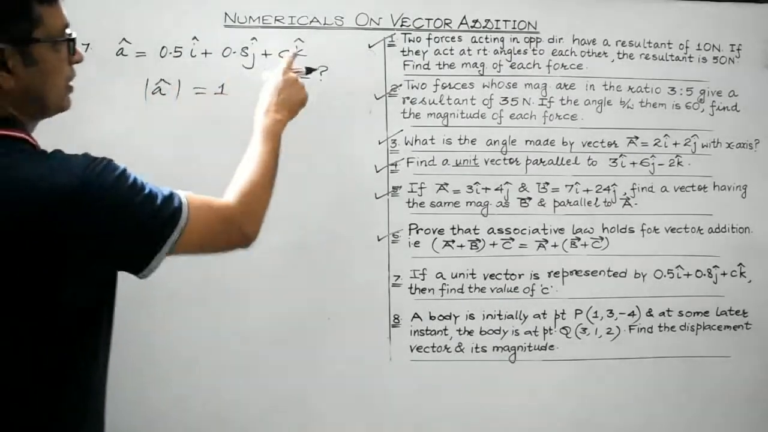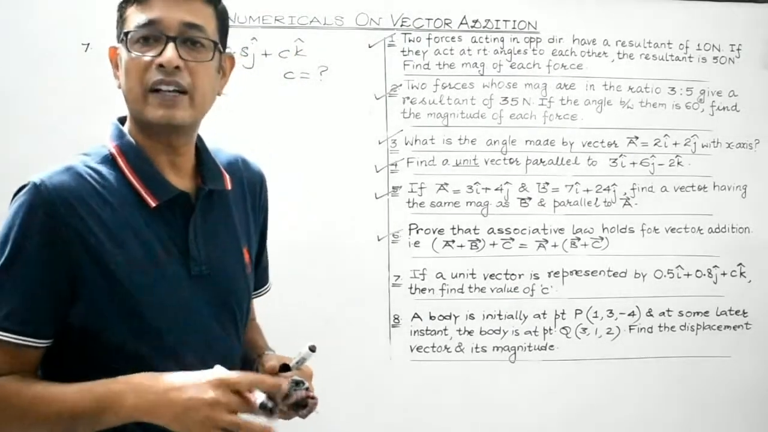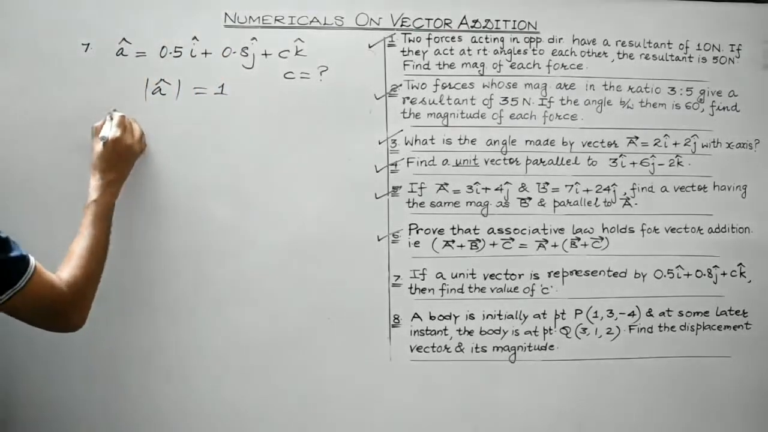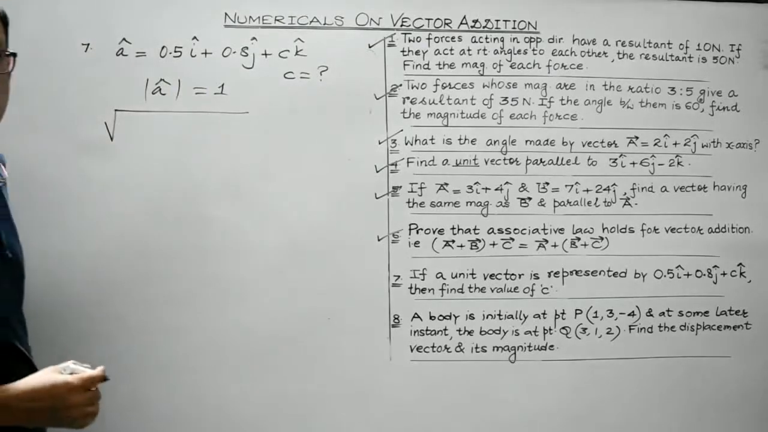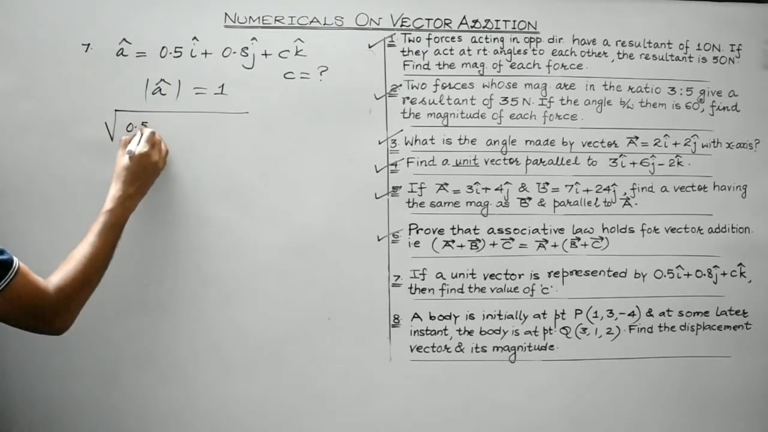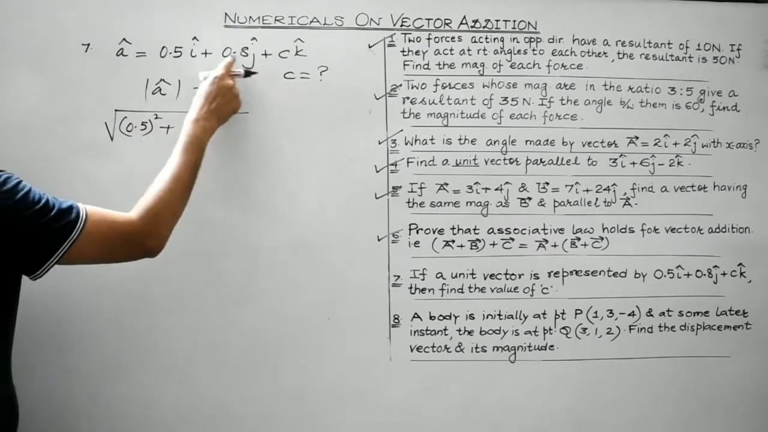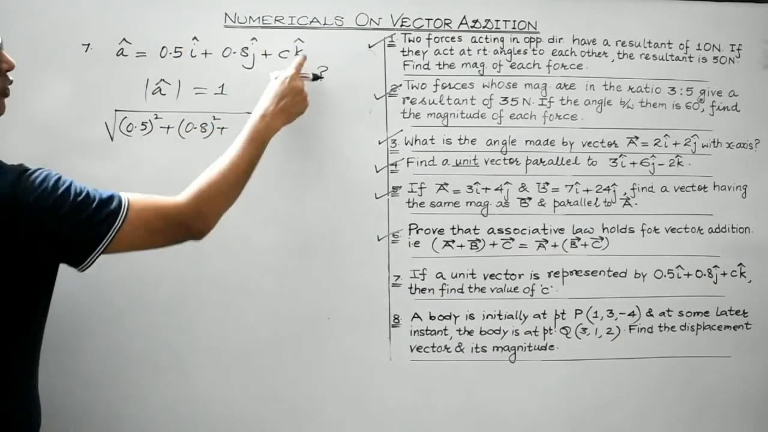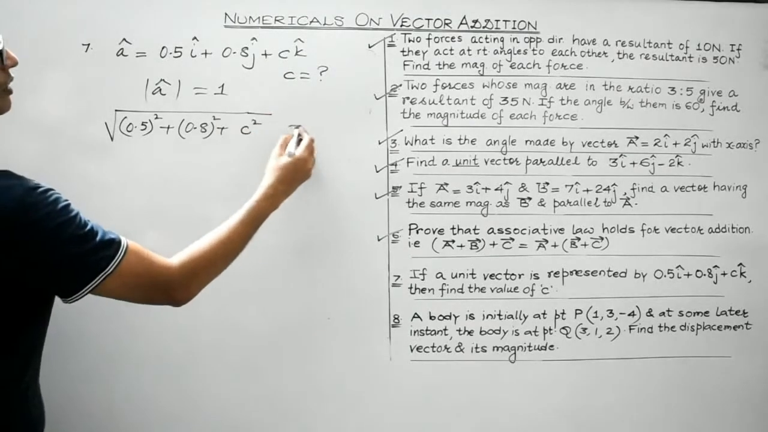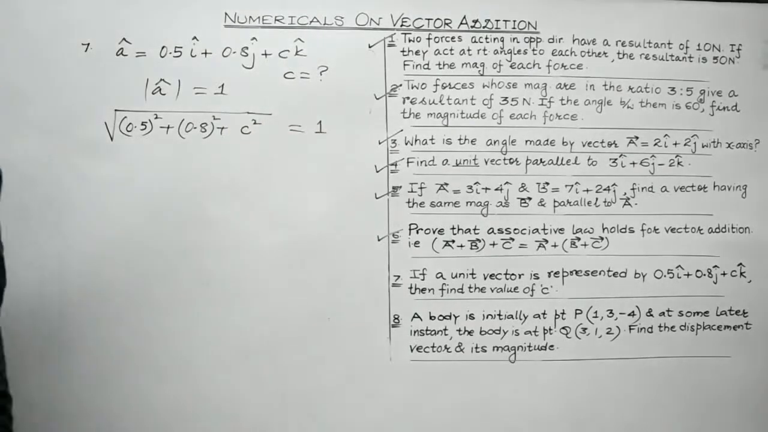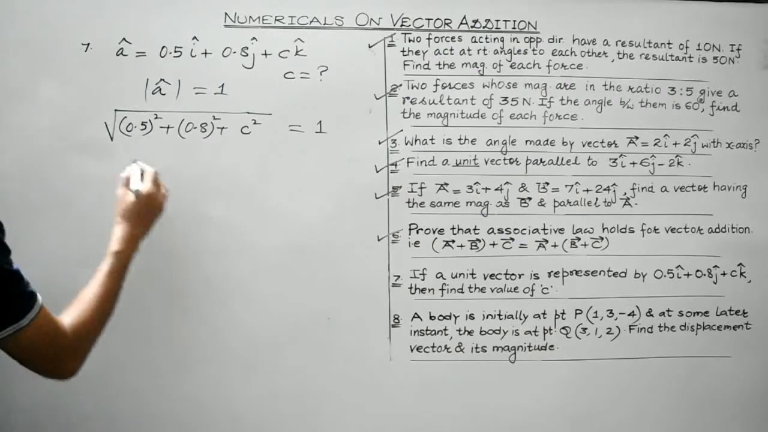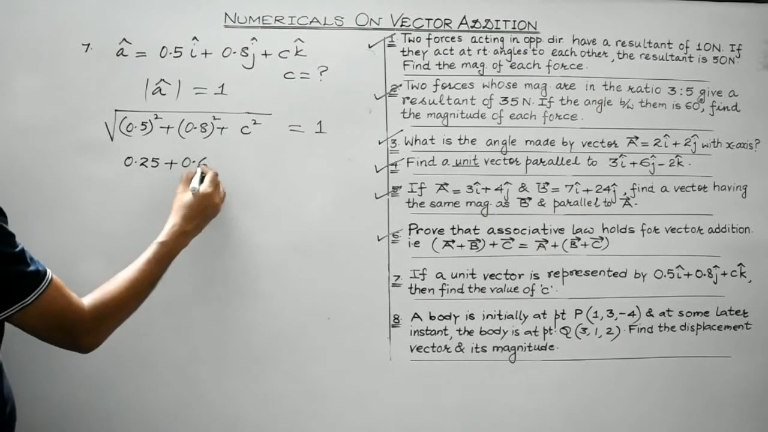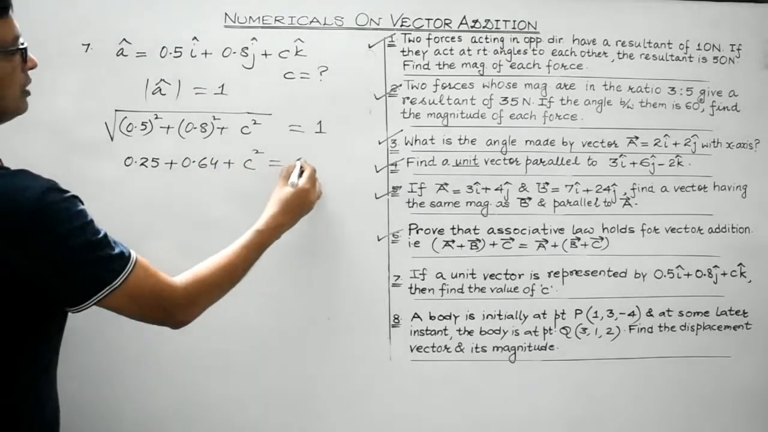And when a vector is represented in terms of i j k, in terms of rectangular components, then the magnitude of the resultant is given by the square root of the coefficient of i, that is 0.5 squared, plus the square of the coefficient of j, that is 0.8 squared, plus the square of the coefficient of k, that is c squared, which should be equal to 1. Right, students? So squaring both the sides, we get 0.25 plus 0.64 plus c squared is equal to 1.